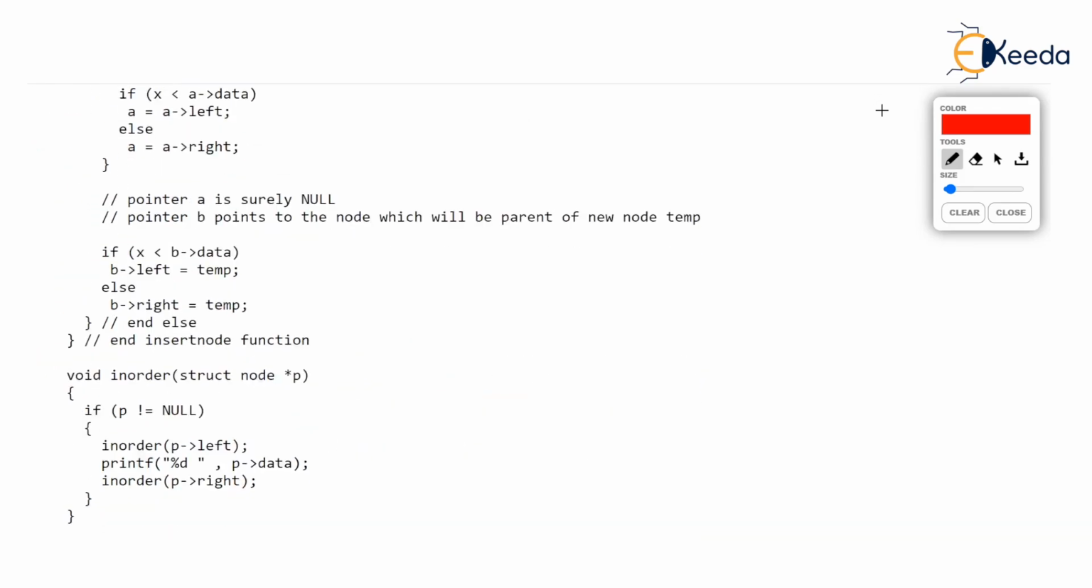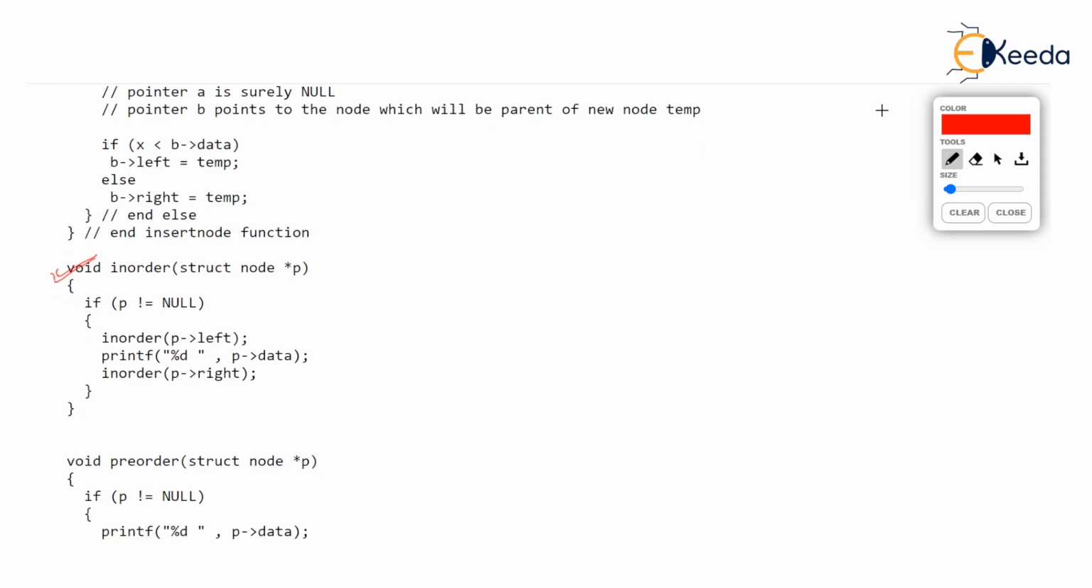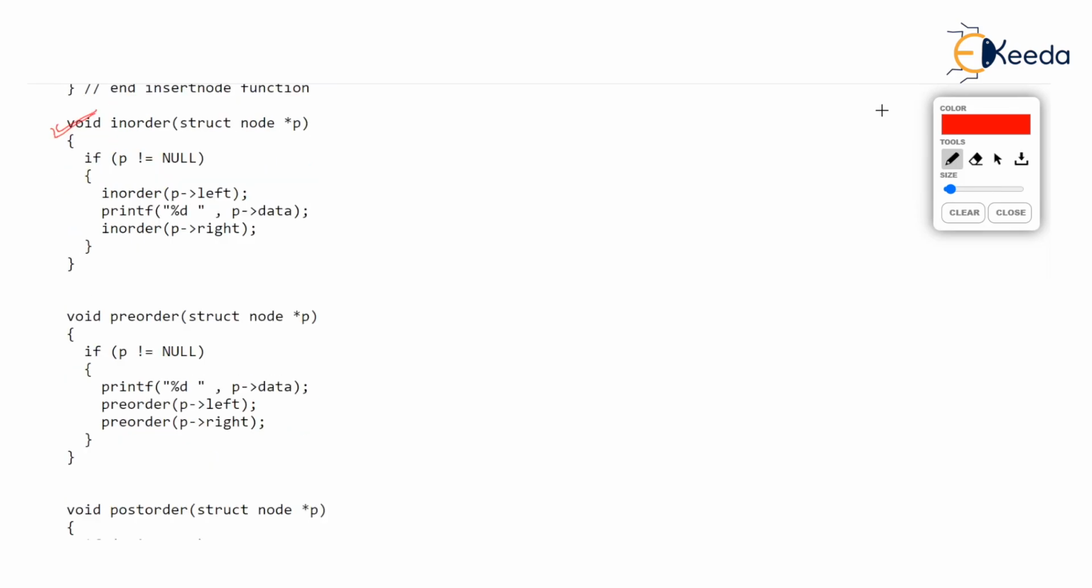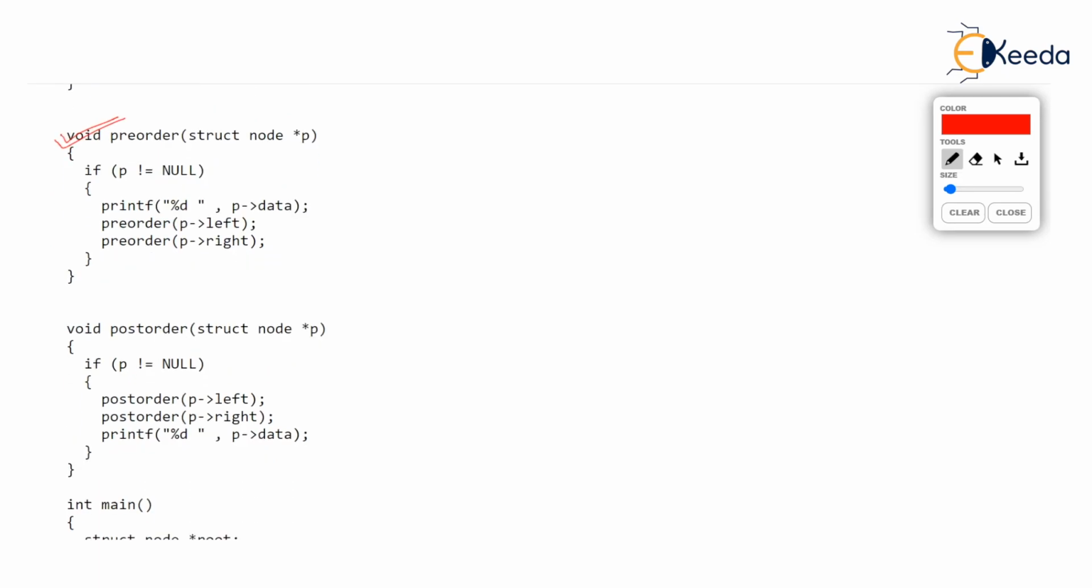Well, after insert node, we have written an inorder traversal function. We will first learn what we mean by inorder in the next video, and then we will come back to this recursive function. So we will have a gap in learning this program. In the next video, we will learn the theory about inorder and preorder. What exactly is preorder and what is postorder will be learned in the next video, and then we will come back to this program. And finally, we have main.